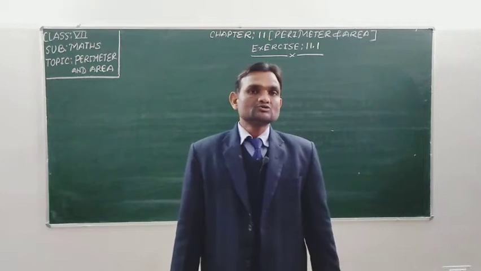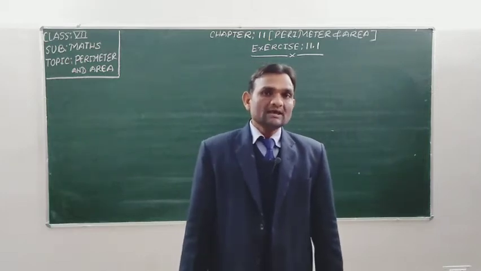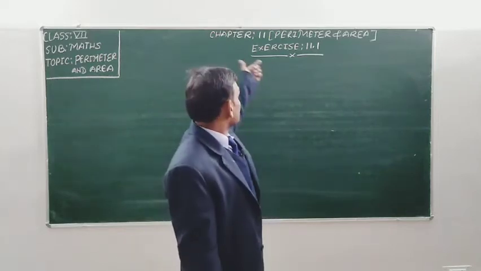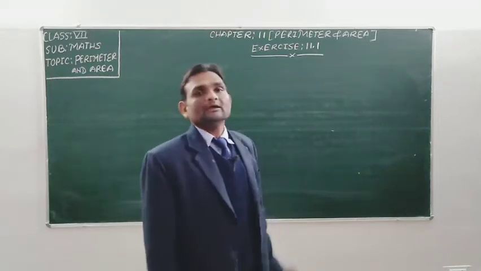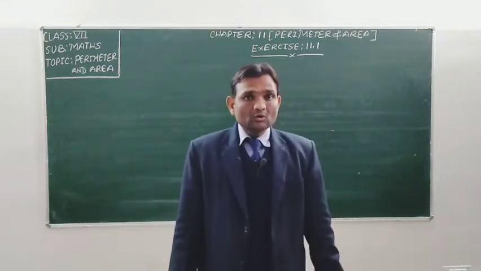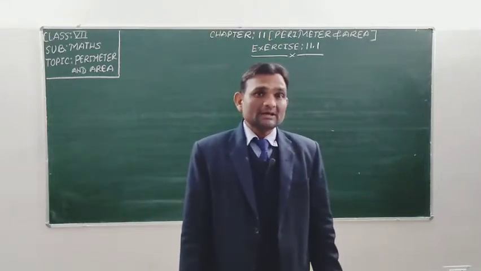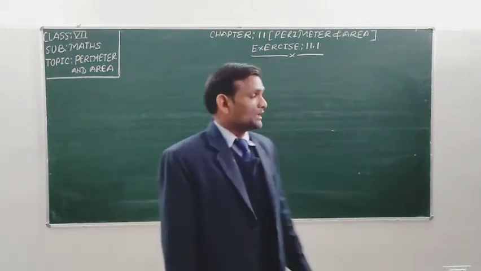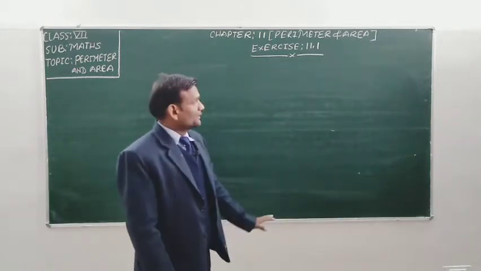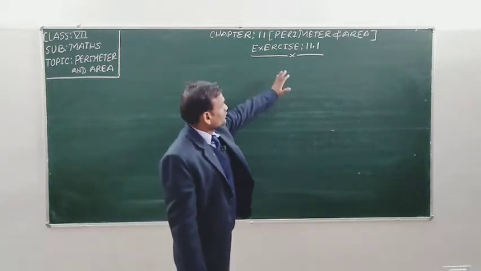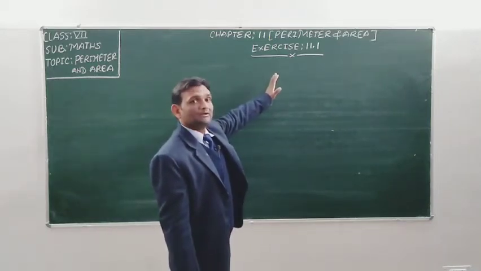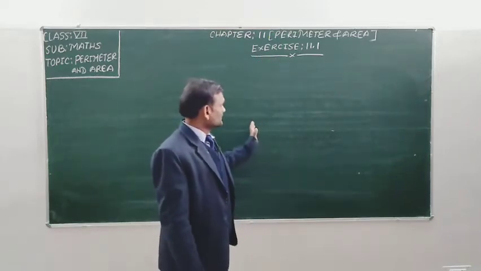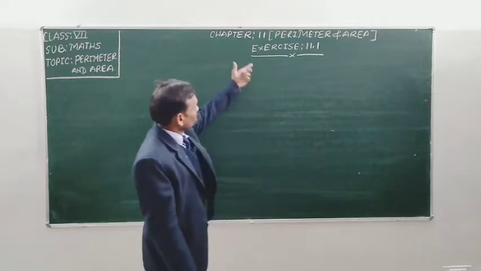Student, today I am going to start your new exercise, exercise 11.1, that belongs to chapter 11, perimeter and area. Before starting the exercise questions, I want to tell you again about perimeter and area. I have already told you in my previous introduction video what perimeter and area are, but here I am going to revise again.